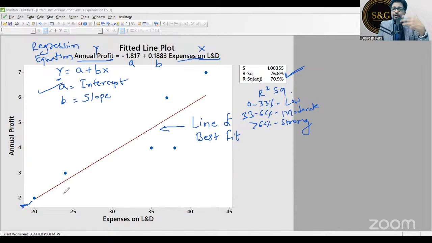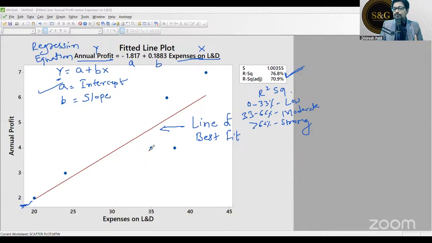Of course, we don't have to worry about it. Let's say, for example, if the slope is very high, somewhere down it will cut the y-axis. Understand this: it may not be seen on the graph, but somewhere below the graph it will cut. So that point will be taken. The point where it is intersecting the y-axis is our intercept.